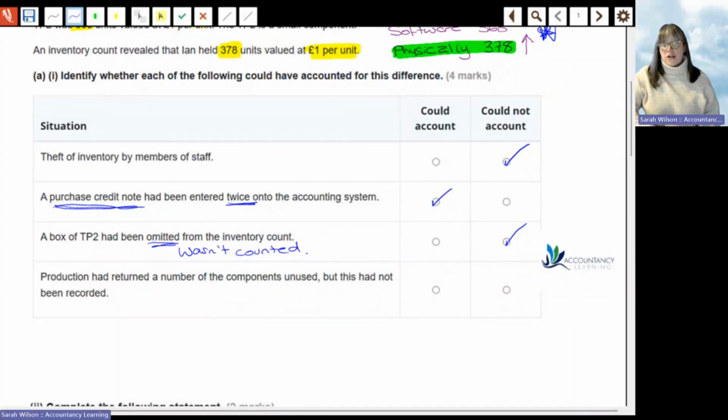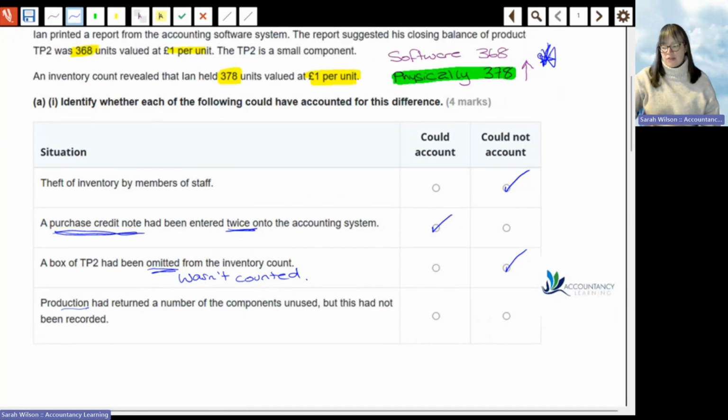And then finally, production had returned a number of the components unused, but this had not been recorded. So if production have sent back a number of the TP2 components, physically we wouldn't have as many, because they've sent those items back but it hasn't been recorded, which means the software is still going to think that production have got those items. So that would be able to account for the difference.